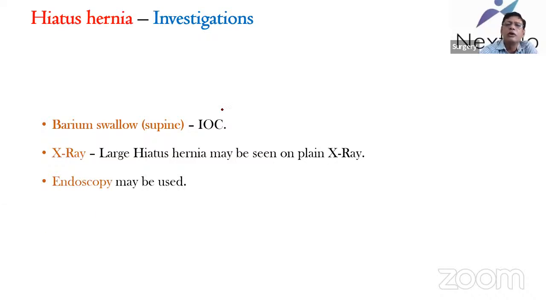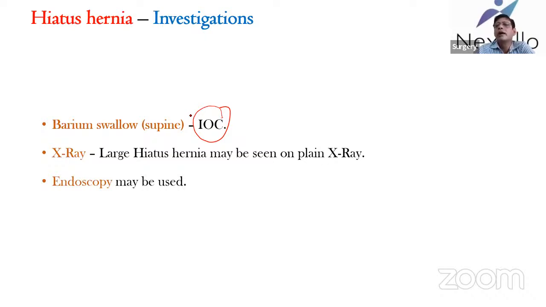So this barium swallow is the investigation of choice, and as Dr. Rajendra has already shown us, how the hiatus hernia looks or appears on the barium swallow. Large hiatus hernia may be visible just on plain X-rays. Sometimes endoscopy may be used in the diagnosis of hiatal hernia, but this is not very commonly used. The most important investigation is the barium swallow.